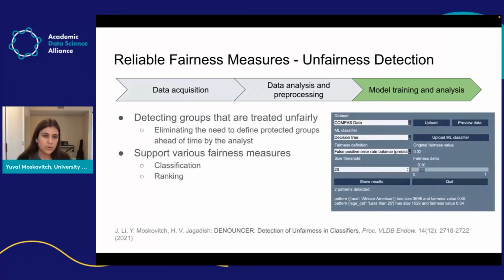To address this challenge, we propose a method for automating detection of groups that are treated unfairly without the need to predefine protected groups or sensitive attributes. And our method can support various fairness definitions, both in classification and ranking.